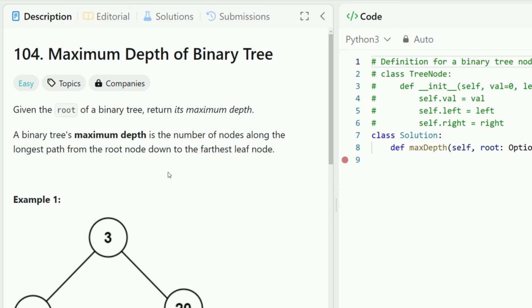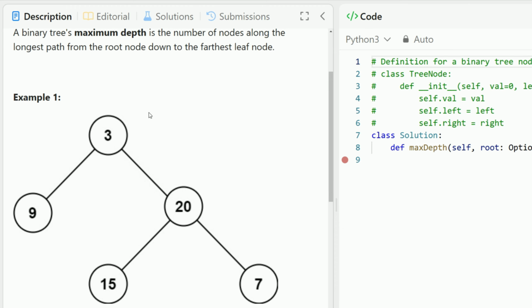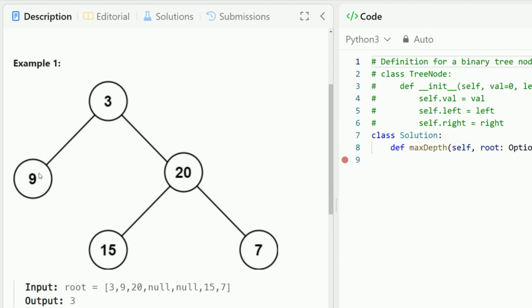Today we're looking at one of my favorite LeetCode problems, number 104, maximum depth of a binary tree. So given the root of a binary tree, return its maximum depth. This is easier seen with an example, so let's take a look at the diagram. We have the root 3, and the maximum depth in this case is 3.